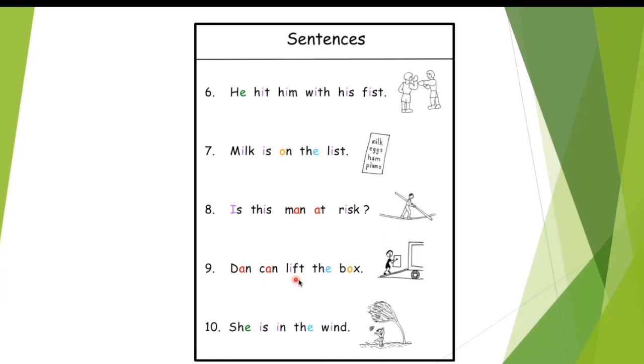Dan can lift the box. Oh, look at Dan. How he's doing. He can lift the box and he's using a wood for him to put the box easily to the van. All right. Now, let's try to look at sentence number 10.